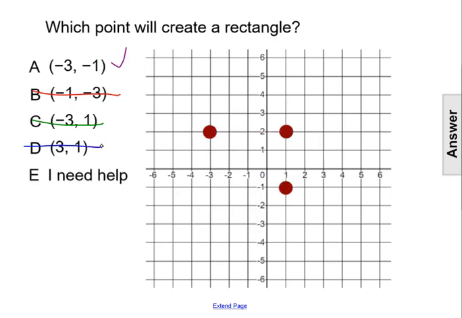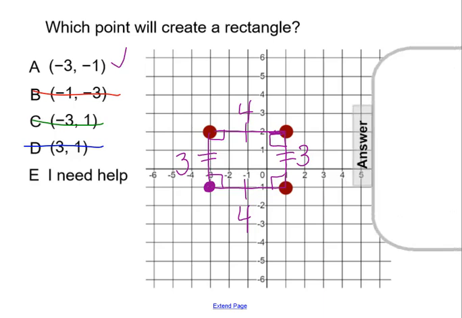Again, the only option that worked was the first. When you have the point -3, -1, you can see it's straight vertical from that point -3, 2. Then you have your other points, it's straight to the left from 1, -1. So it creates the 4 right angles that you need in a rectangle. And you have the opposite sides are congruent with the 3 and 4 lengths. So our answer is going to be choice A.